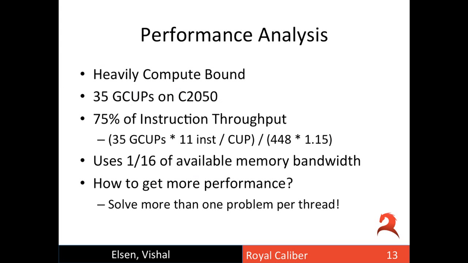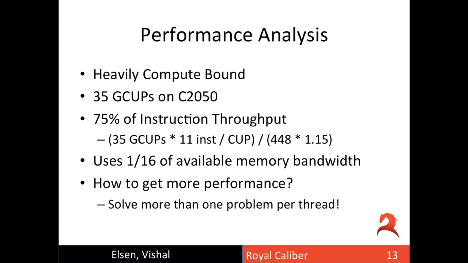And if you calculate this out, so 35 GCups, and each cell update is 11 instructions, and I have 448 thread processors operating at 1.15 gigahertz. So assuming every single clock they're executing an instruction, that means actually 75% of all the instructions that got issued are doing useful cell updates, which is a pretty amazing ratio. And also, we're using only 1/16 of the available bandwidth of the card to get this performance, which is great. We have tons of room on the memory bandwidth.